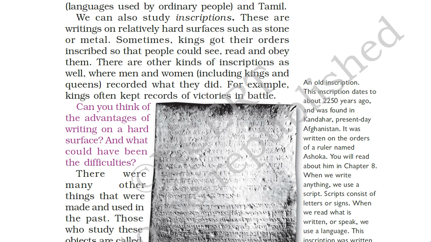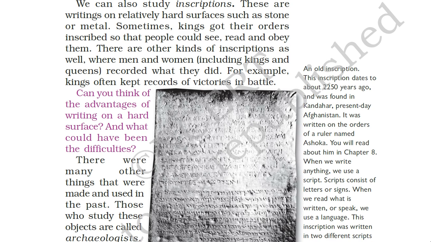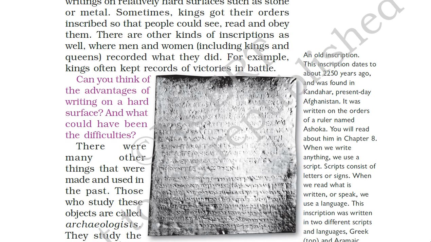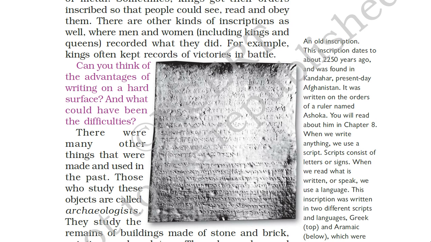Now, there are other kinds of inscriptions where men and women recorded what they did, including the kings and the queens. For example, kings often kept records of victories in battle. Somebody has won in the battle of Haldighati, or the battle of Buxar, or the battle of Plassey. So they liked to put their name in the inscription showing that they had won that battle.